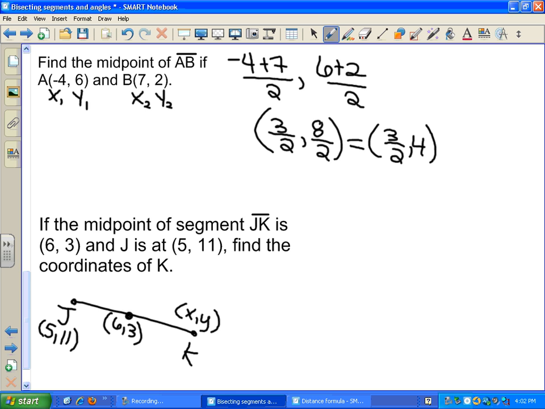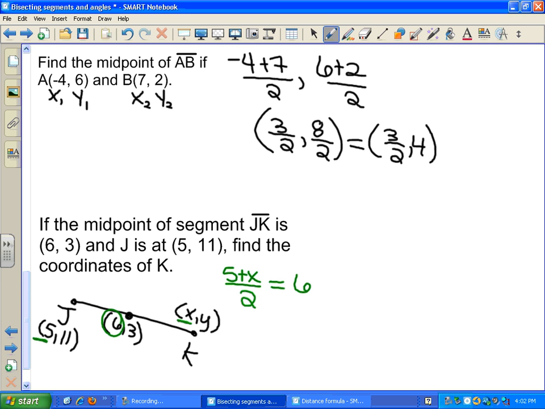This time I have to find the value for K. Well, normally we're given the K value, so all we had to do is add our x's for J and K, divide by 2, and do the same for y's. This time, I'm still going to apply the midpoint formula. I'm still going to take 5, and I'm going to add x this time, and I'm going to divide that by 2.